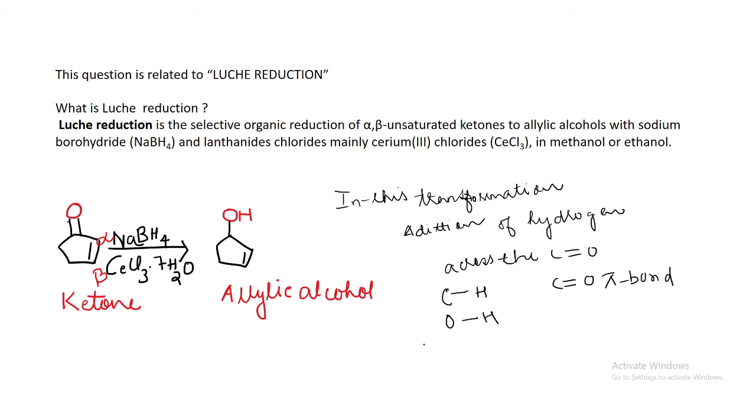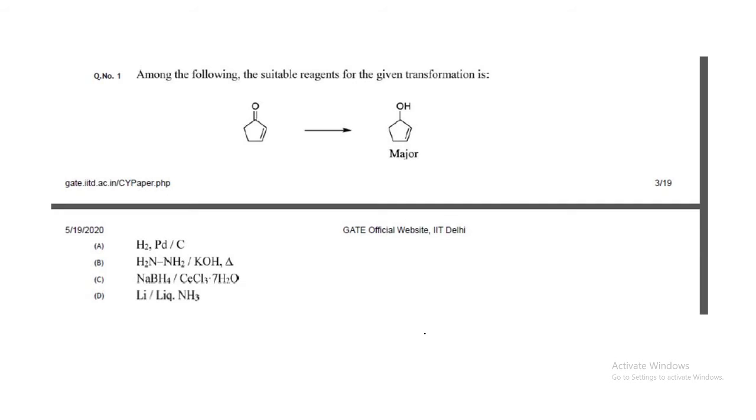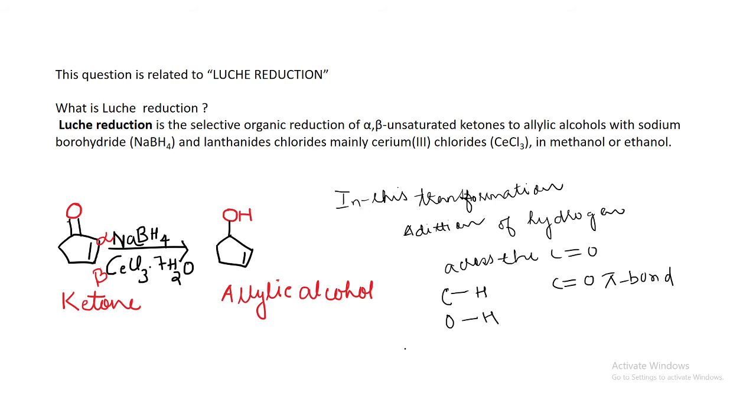So the correct option will be option C, that is sodium borohydride, CeCl3·7H2O. Now we move on to the next question.